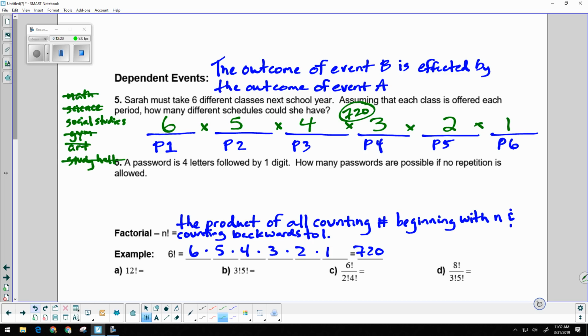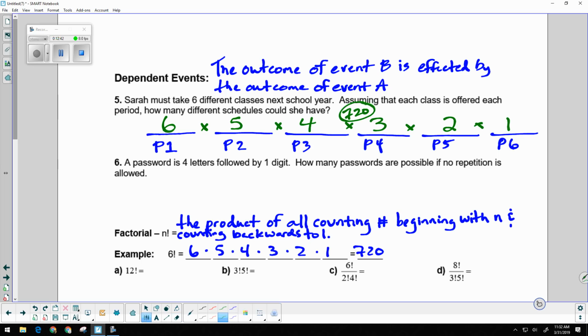Okay? All right, but that's an example of what a problem looks like when you have dependent events. Your numbers are going to change, right? Because for each choice, we're going to eliminate 1. All right, so now one more problem here on dependent events using the fundamental counting principle.